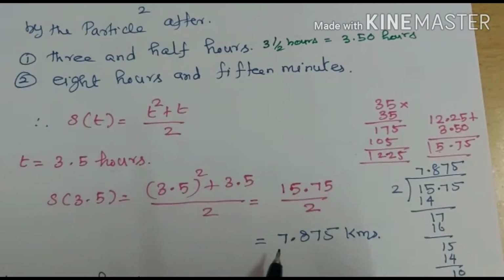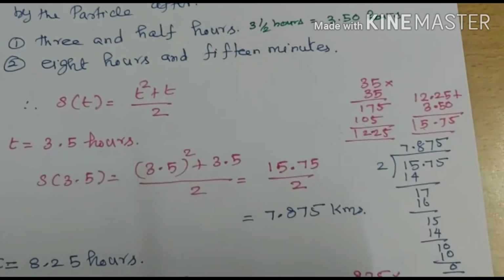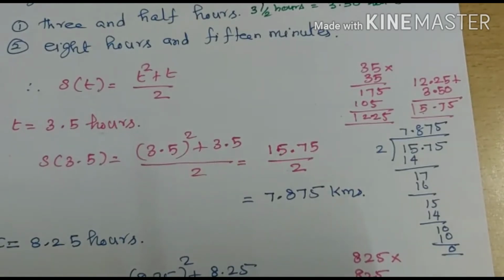So the unit is kilometer. The distance traveled by the particle after 3.5 hours is 7.87 kilometers. Listen carefully, the multiplication, then division and addition are also written on the side as rough work. Watch it very carefully.